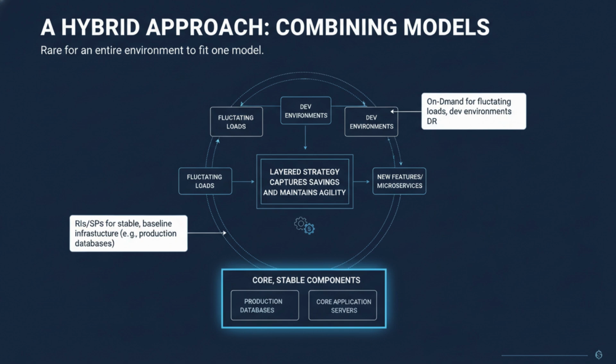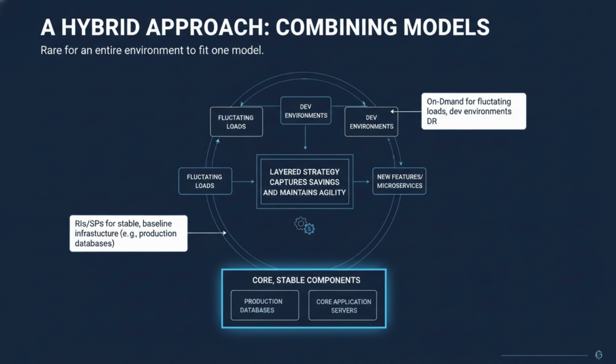While we've discussed these models individually, the most effective strategy often involves a hybrid approach. It's rare for an entire cloud environment to fit perfectly into just one pricing model. For instance, you might use reserved instances or savings plans for your stable baseline infrastructure, those always-on components like production databases and core application servers. Then you can leverage on-demand for fluctuating loads, development environments, or disaster recovery instances that are only spun up occasionally.